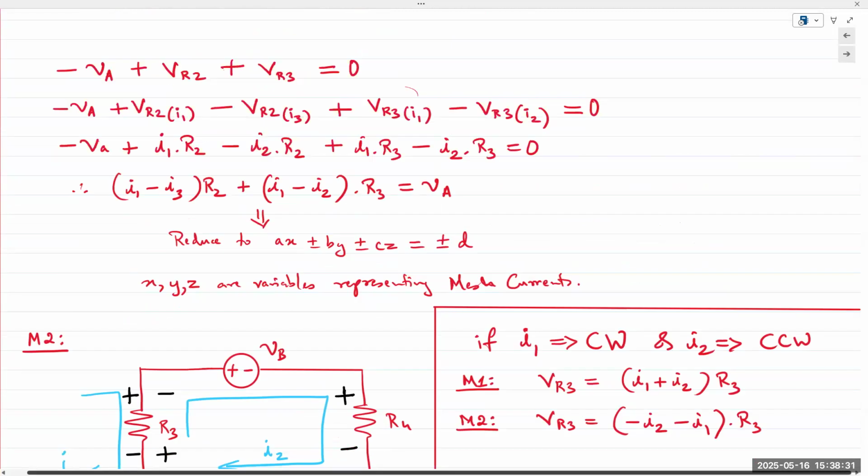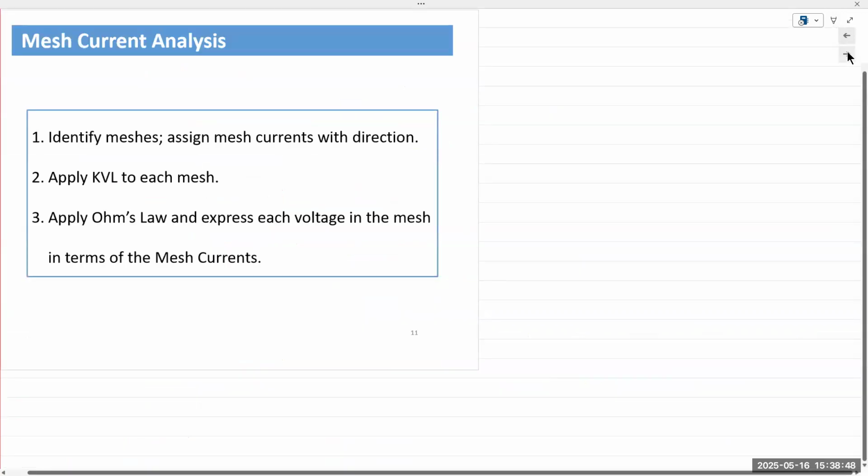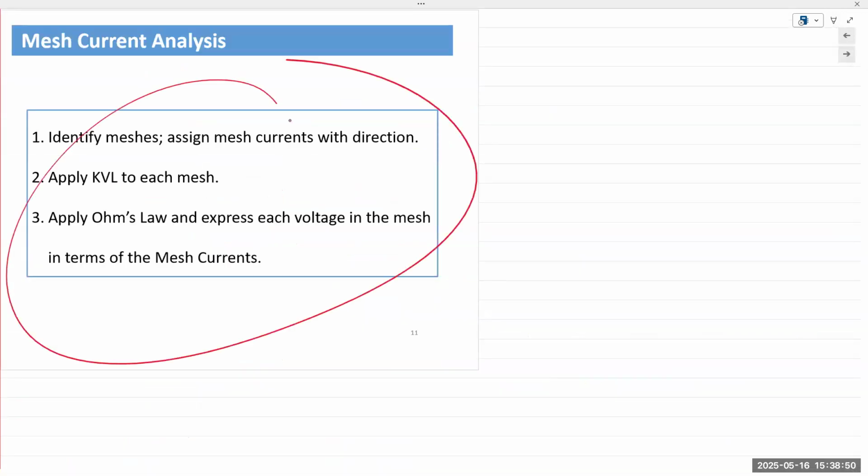All right, questions before we move on to an example. I'm not going to do mesh 3 because when you get to an example, it'll make just the same thing. Any questions? Okay. All right. Let's move on then to example. Simply summation of the mesh current analysis. First step is assign mesh currents to every mesh. Choose a direction.